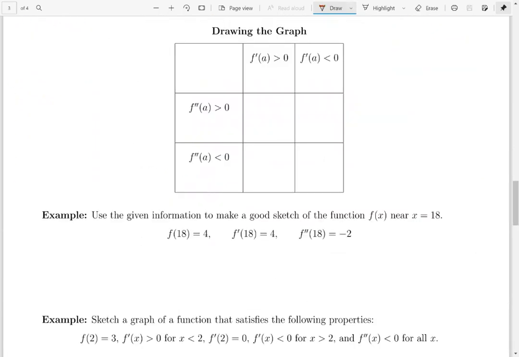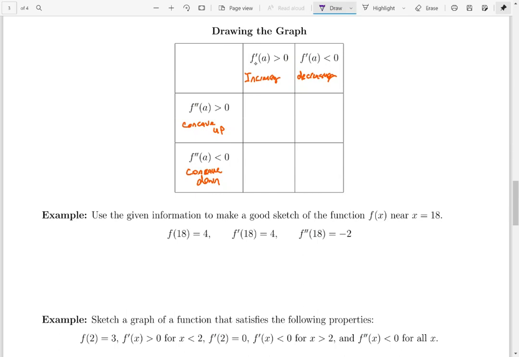Now that we need to draw the graph using this information that we've learned about the first and second derivative, just as a reminder, remember that f prime of a being greater than 0 means that we have an increasing function. F prime of a being less than 0 means that we have a decreasing function. And then f double prime of a being positive, greater than 0, is a situation where we are concave up. And f double prime of a being less than 0, or negative, means that we have a concave down function. Now to consider how these things interact together.